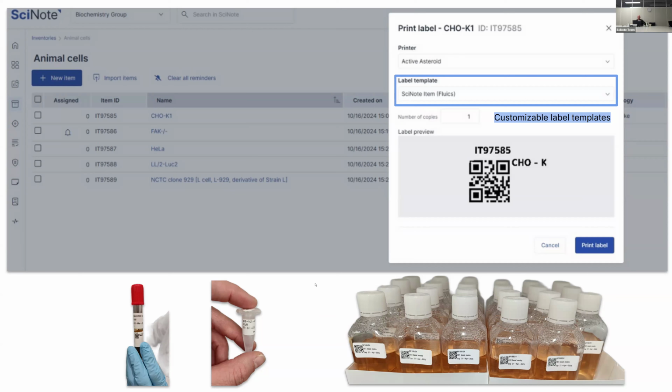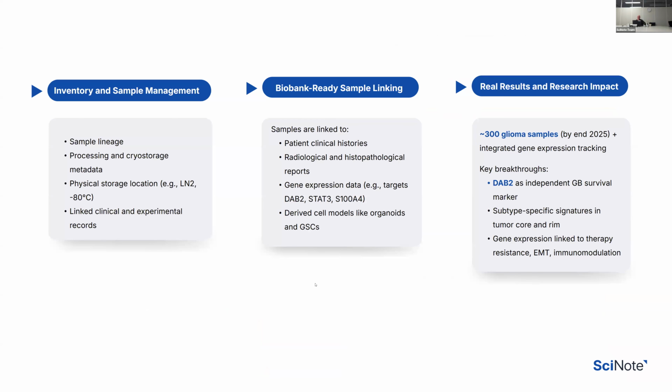Good. Let me do a quick summary of what they did, how SciNote was used. It was very important for them to create this inventory and sample management because sample lineage was very relevant, right? They were building a biobank. You need to understand where a certain sample is coming from. They had to have metadata about processing and cryo storage. They had to know where a specific sample, consumable, or reagent is located. And they had to have this connected with clinical and experimental records.